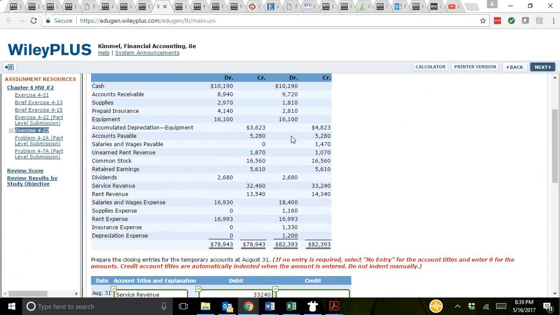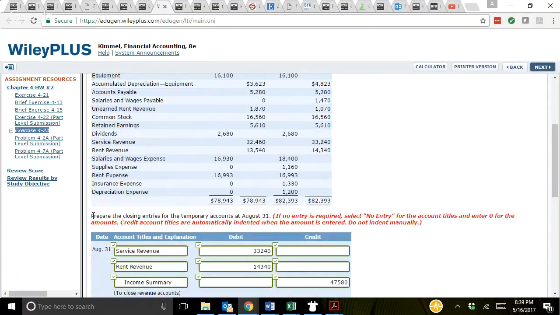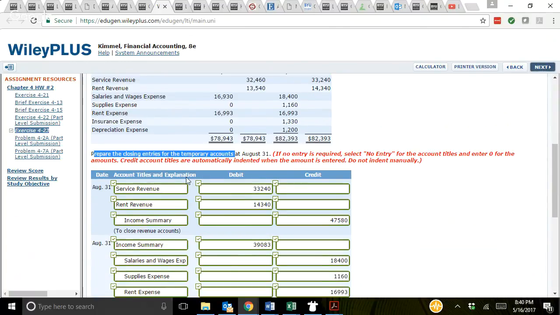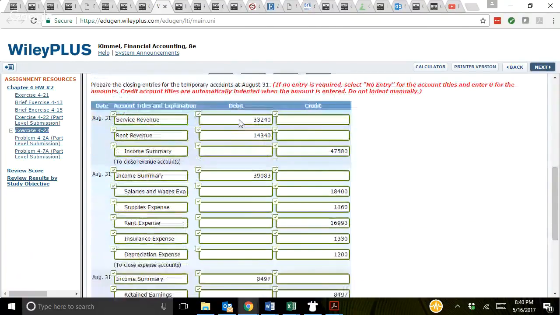What we're looking at here is preparing closing entries for temporary accounts. Temporary accounts being things like revenue and expense accounts. These are just temporary accounts, and so what we're doing is closing out the accounts. So in this column, we're going to be putting in debits. In this side, we're going to be doing credits. Hopefully by now we understand what these things mean.